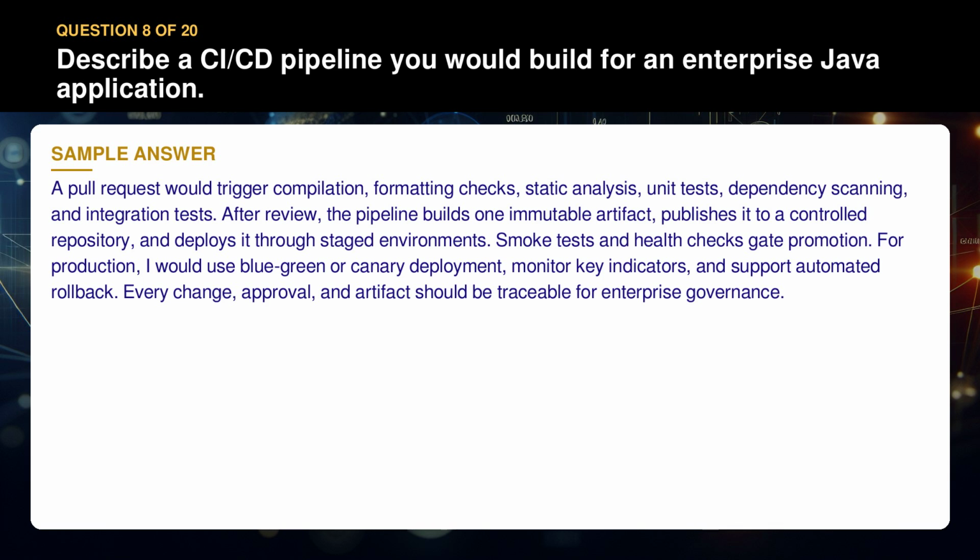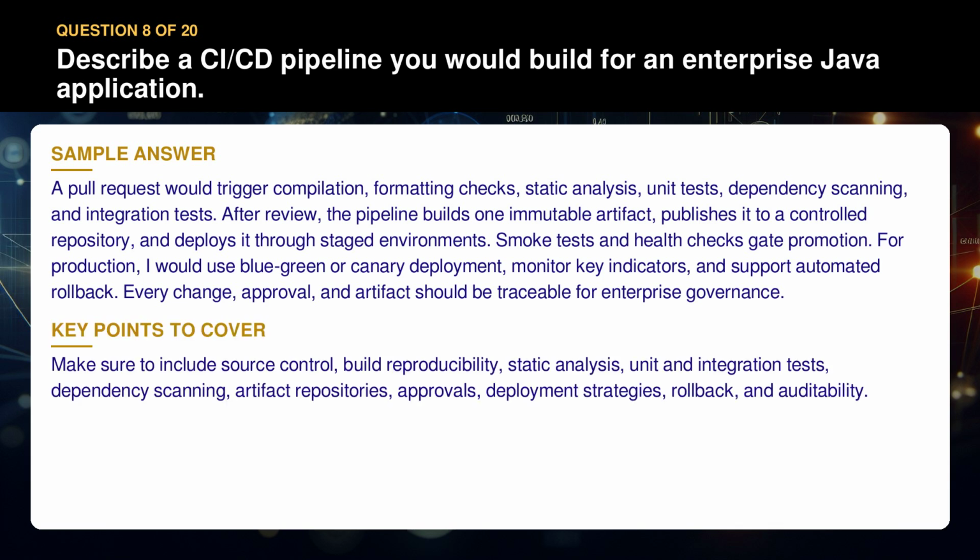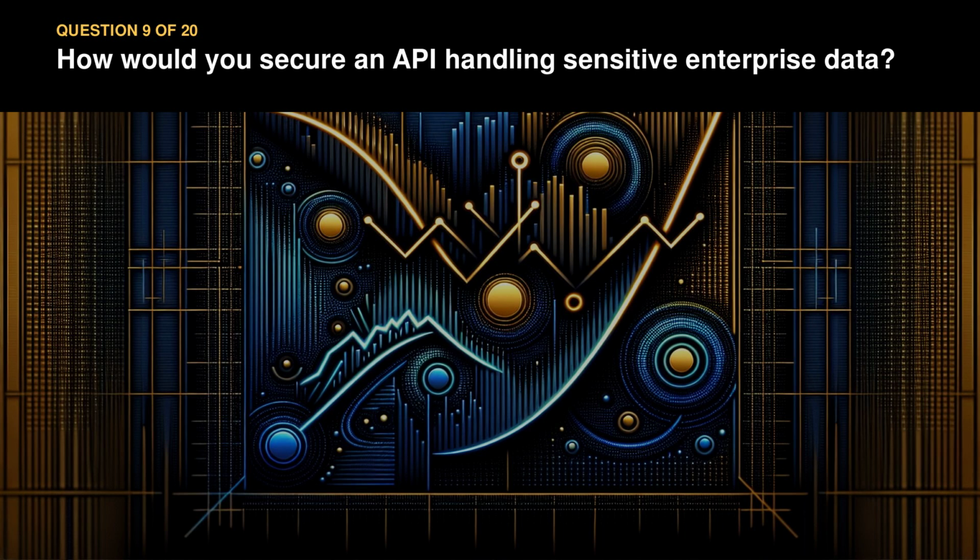For production, I would use blue-green or canary deployment, monitor key indicators, and support automated rollback. Every change, approval, and artifact should be traceable for enterprise governance. Make sure to include source control, build reproducibility, static analysis, unit and integration tests, dependency scanning, artifact repositories, approvals, deployment strategies, rollback, and auditability.